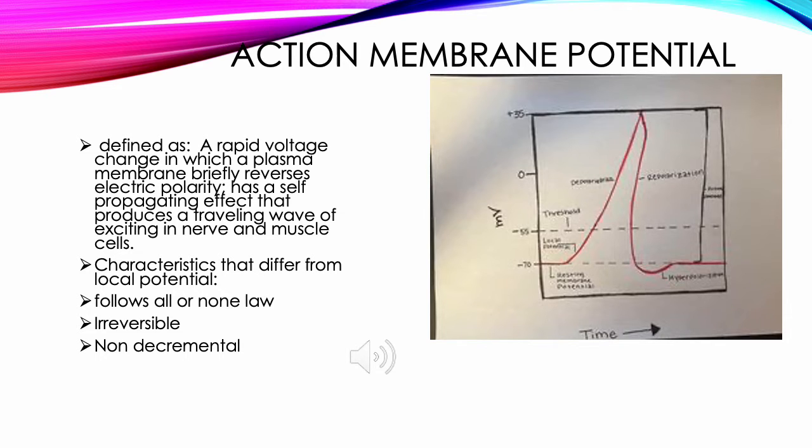It follows the all-or-none law. This means if the local potential is strong enough when it reaches the hillock, it triggers an action potential. And when that does happen, it either occurs at full strength or it won't occur at all.